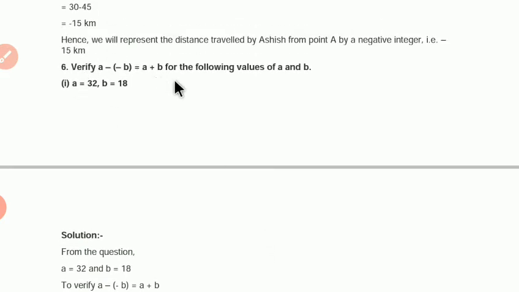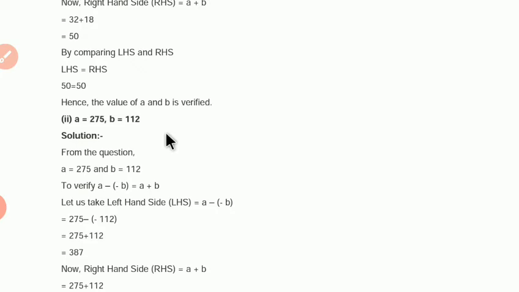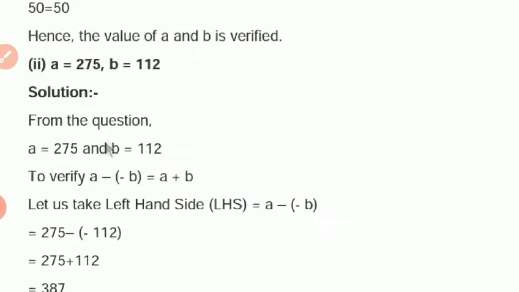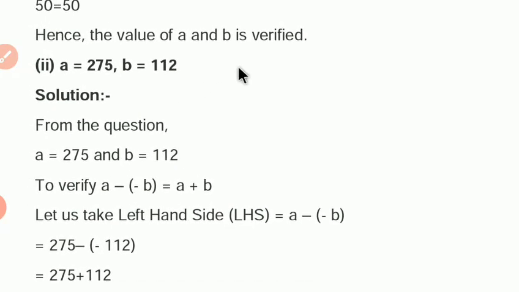A minus of minus B is equal to A plus B. Now question number 2. A is equal to 275, B is equal to 112. Same as the first question. From the question we know that A is 275 and B is 112. And we have to verify that A minus of minus B is equal to A plus B.